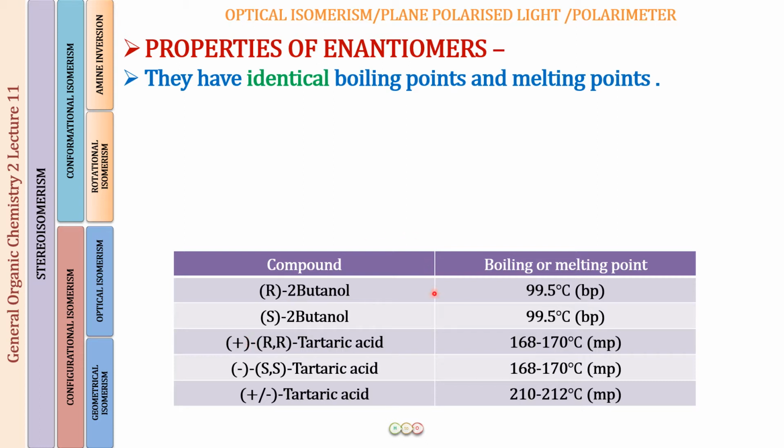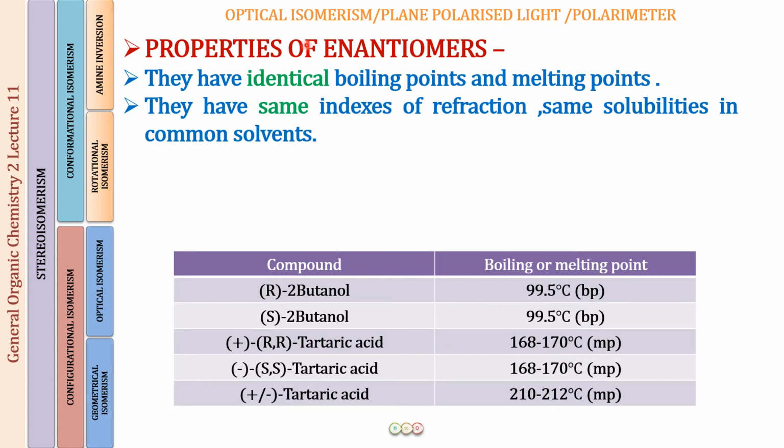And if we have an equal mixture of both of these two, and we look at the boiling point of that mixture, then it is going to vary. Why it is going to vary, again, we will be learning further, do not worry about it. But at present, what you have learned is that enantiomers have identical boiling points and melting points, and also they have the same indices of refraction and same solubilities in the common solvents.